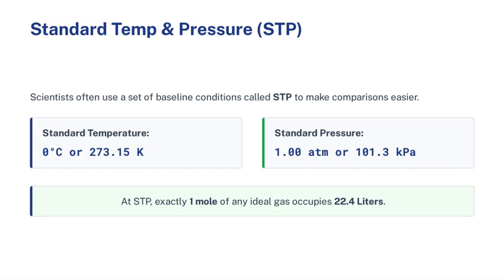But standard temp and pressure. Oh, I was right. This is a baseline condition, and it allows us to make comparisons more easily. Standard temperature is 0 degrees Celsius or 273.15 Kelvin, and standard pressure is 1 atm or 101.3 kPa. And at standard temp and pressure, 1 mole of ideal gas is 22.4 liters.